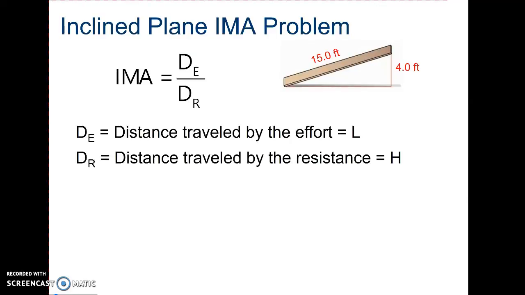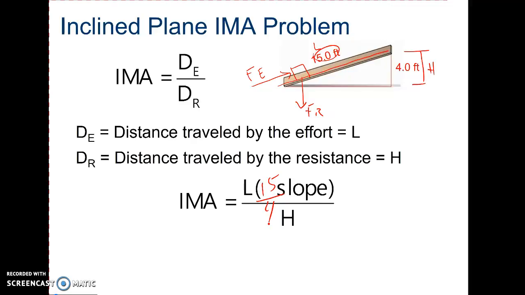Okay, so here's another problem. If we want to calculate the IMA, the DE over DR, so what do you think that would be? The DE, again, if we have a box here and we're pushing it up this ramp, is going to be the distance traveled by this effort force, which is going to be L, which is 15 feet. And then the DR would simply be the distance traveled against the force of gravity, or FR, which would be the height, or H, which would be 4 feet. Okay, so DE over DR would be 15 over 4.